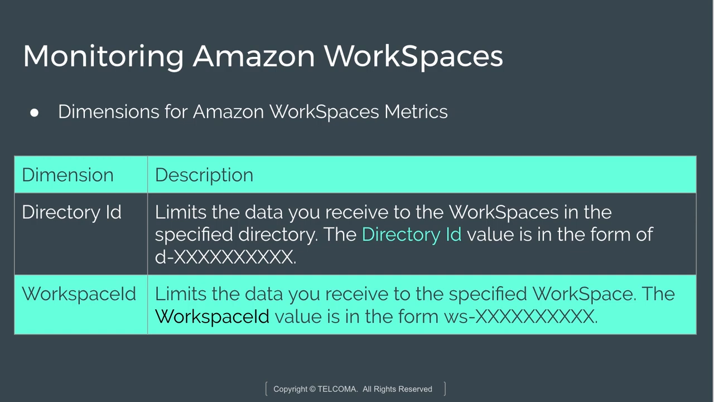The directory ID is represented with a small d, and the workspace ID is represented with WS. The workspace ID limits the data you receive to the specific WorkSpace. The workspace ID value is in the form of small letters ws and numbers, whereas the directory ID is represented with a small letter d.